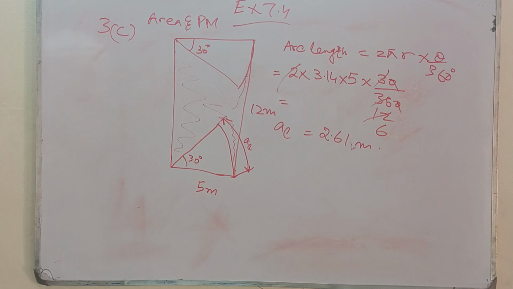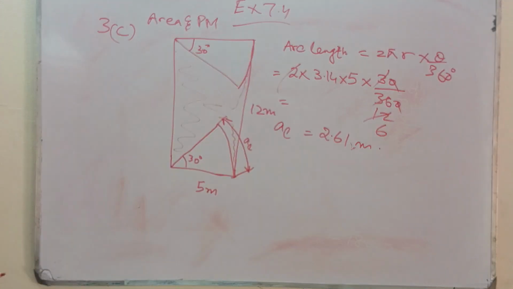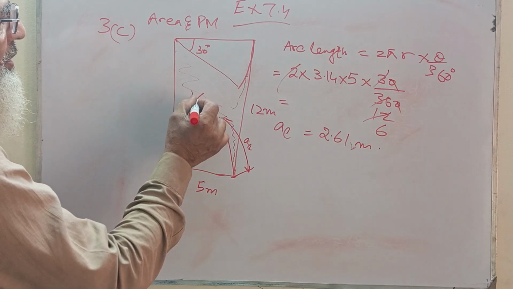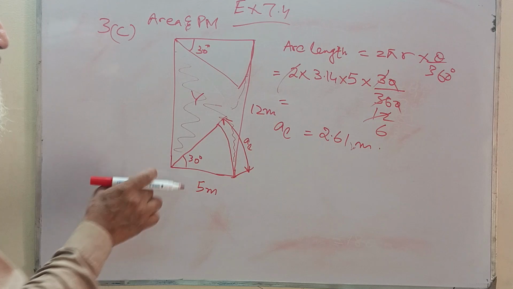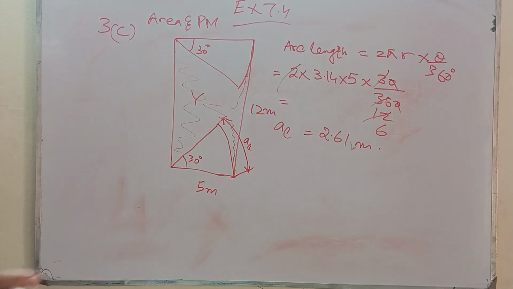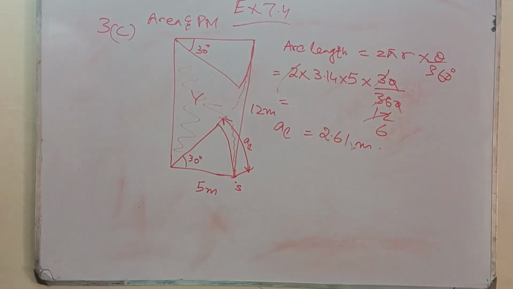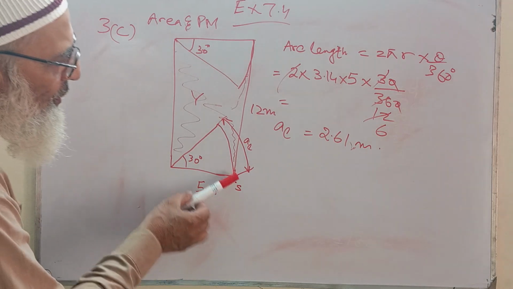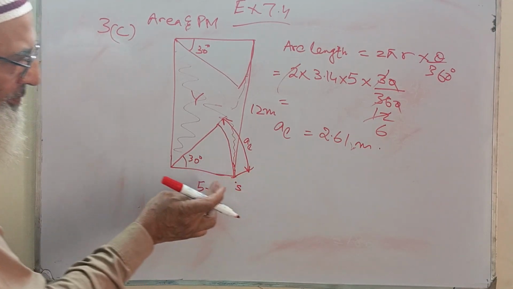Now, my dear students, we have to find the perimeter of the shaded portion only, which is in yellow in your book. When we have to find the perimeter of only the shaded portion, consider this point as a starting point. You have to start from this nook.